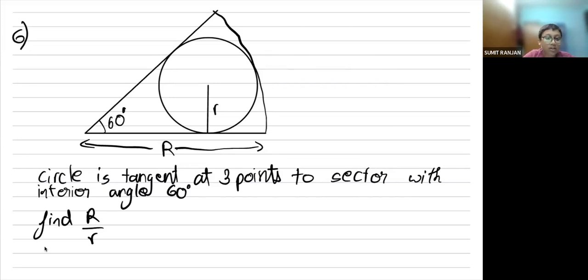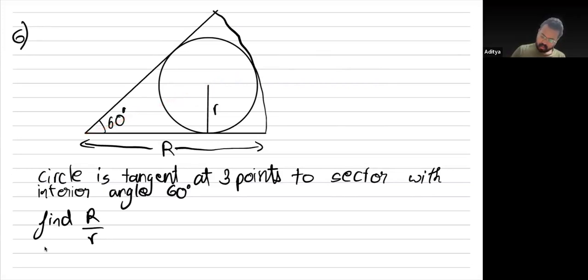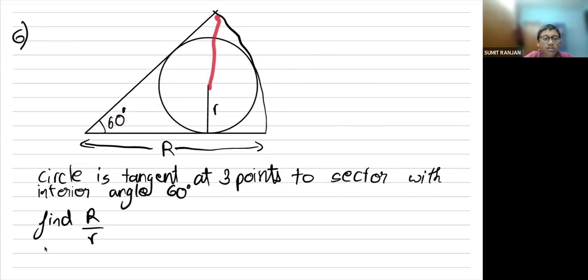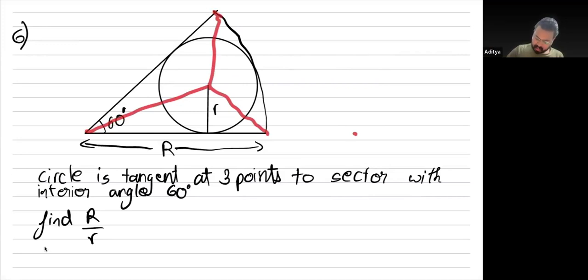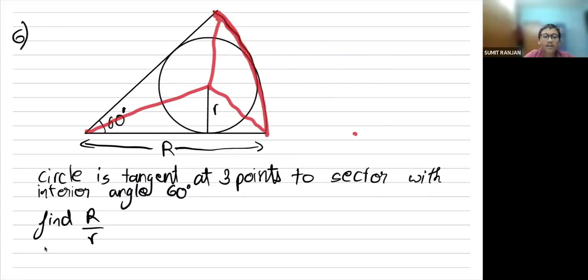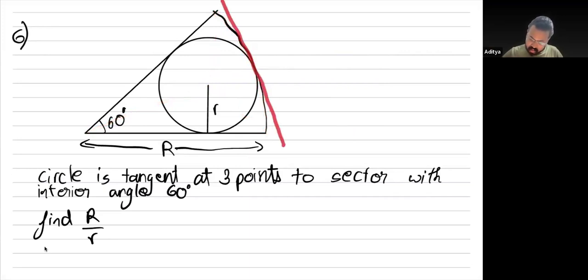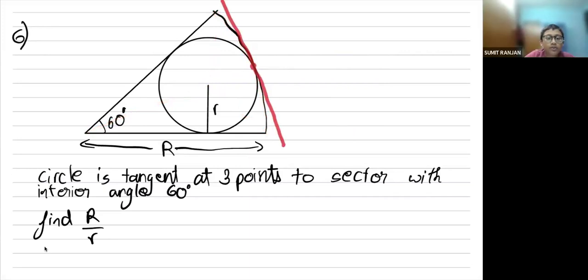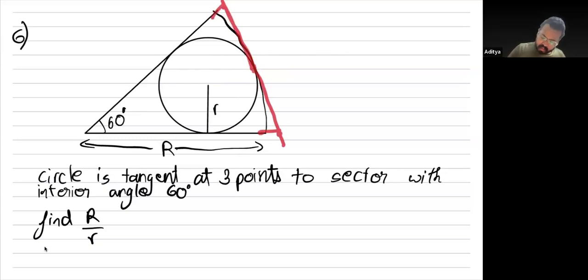Sir, I just connected the center of the circle to the vertices of the triangle. Oh, you did this. But it's not a triangle, this is a sector. But for tangent we have to draw tangent like that. So you made a tangent like this. And for that I took it to be 60. Okay, fine, fine. You are on the correct path.